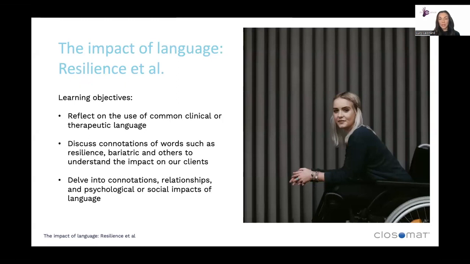So the learning objectives, which you might have already seen, which were sent around in the email, are to reflect on the use of common clinical or therapeutic language, to discuss some connotations of words such as the word resilience, the word bariatric, and a few others, to understand the impact of these types of words on our clients, and to delve into connotations, relationships, and psychological or social impacts of language.